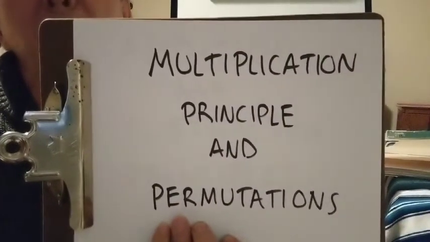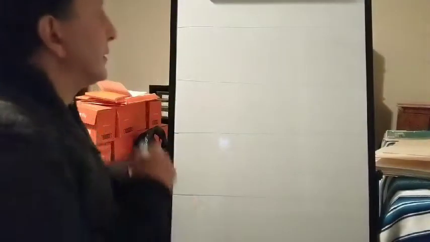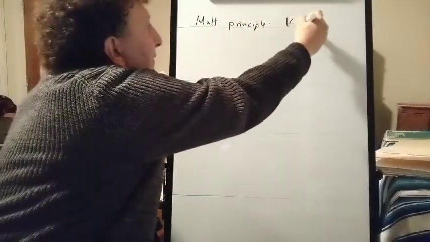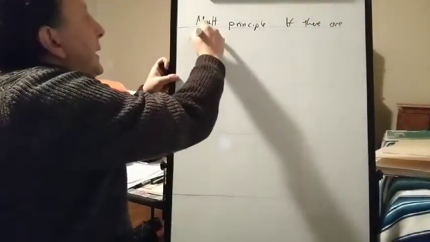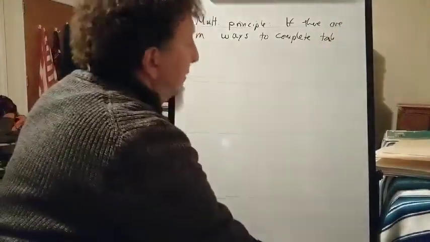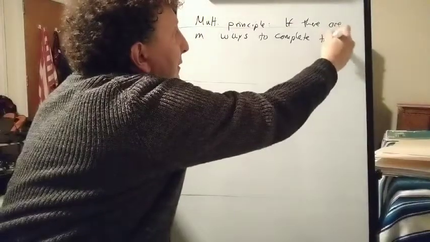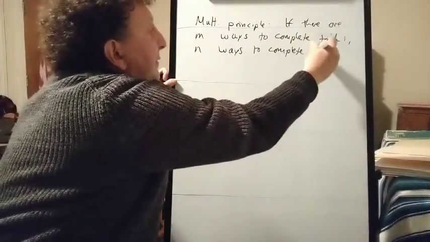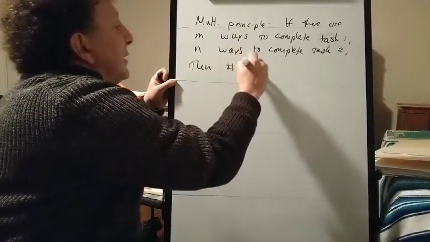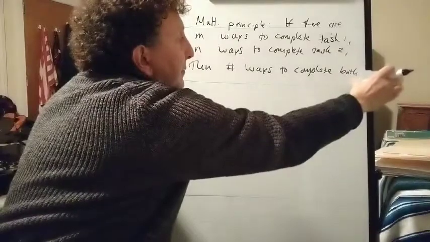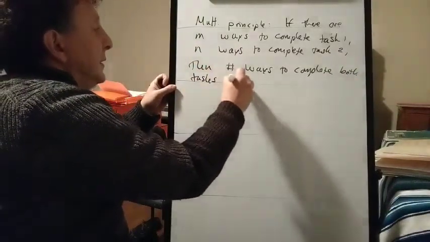Another tool we use when we're counting is the multiplication principle. The multiplication principle says that if there are m ways to complete task 1, and n ways to complete task 2, then the number of ways to complete both tasks is m times n.